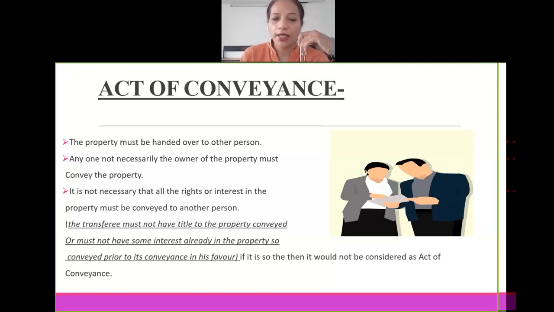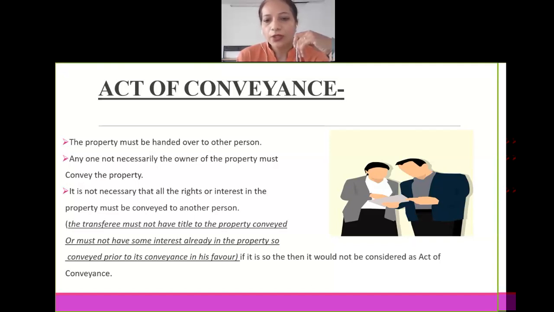But if it is not there at the time of conveyance, then one must see that the transferee must not have a title to the property which is conveyed, or must not already have some interest in the property so conveyed prior to the conveyance in his favor. Whenever we are making a deed, before making a deed, this transferee should not have any kind of interest. If he is having any kind of interest, then that particular transaction is not going to take place under the Transfer of Property Act and would not be considered a valid transfer.